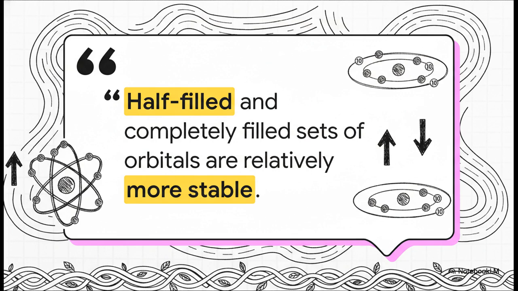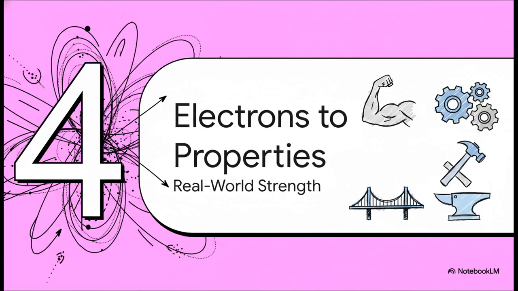You could think of it as a perfectly balanced system. The atom is just more comfortable this way. This powerful drive for stability is a fundamental rule breaker in chemistry. Now, this unique electron behavior isn't just some quirky little exception. It directly leads to the physical properties that make these metals so unbelievably useful in the real world.